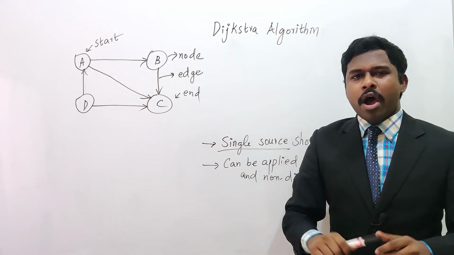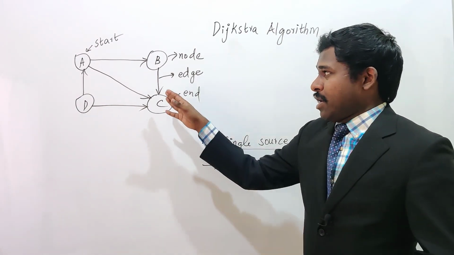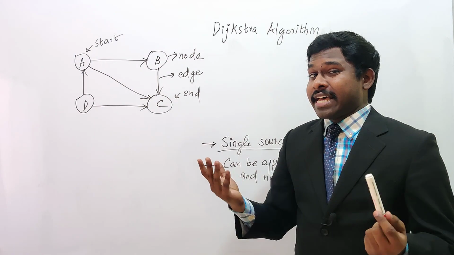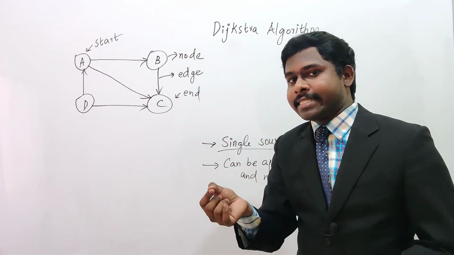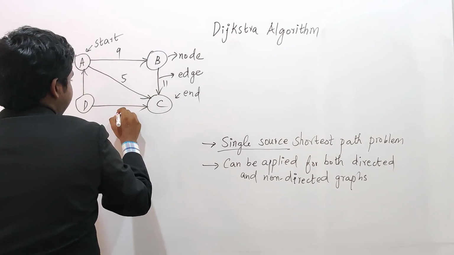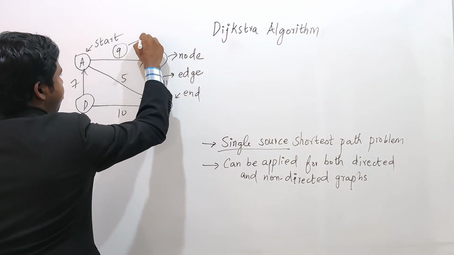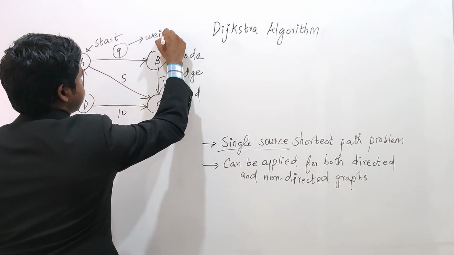And one more thing, what is the disadvantage of Dijkstra algorithm is that, you know, these edges will have something. What is that? These edges should have weights. So every graph will have weights. For example, this can be 9, this can be, these are weights, okay? It can be 7. So this number is the weight or the cost.